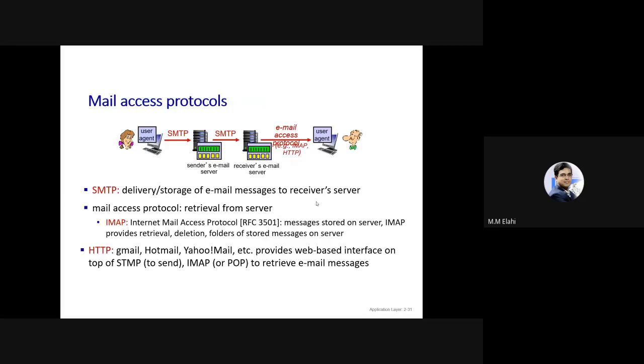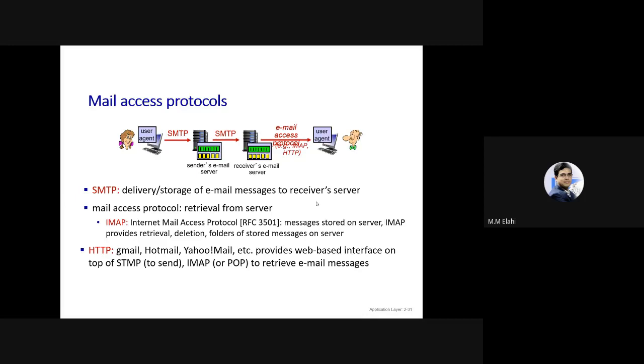And mail access protocols. As you can see in the last part, when the receiver's email server puts the message in the receiver's mailbox, then it is the receiver's responsibility to access the mailbox. Like in our real case, the peon puts the letter in our post box, maybe that is locked, and then when we go and open the box, we get our letter, right?